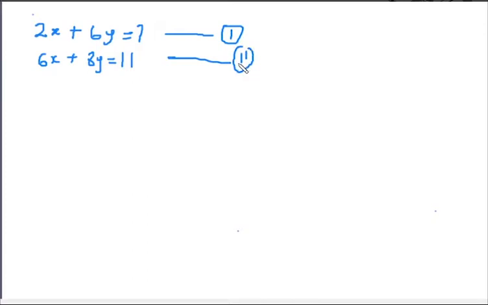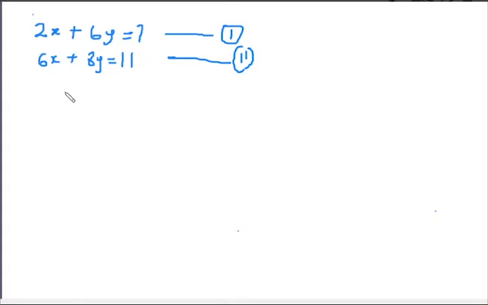Now the trick for solving simultaneous linear equations using the substitution method is to pick either one of the equations and make a variable the subject of the formula, then substitute the value of that variable into the other equation to get the value of the other variable. Okay, so let's start with this example.